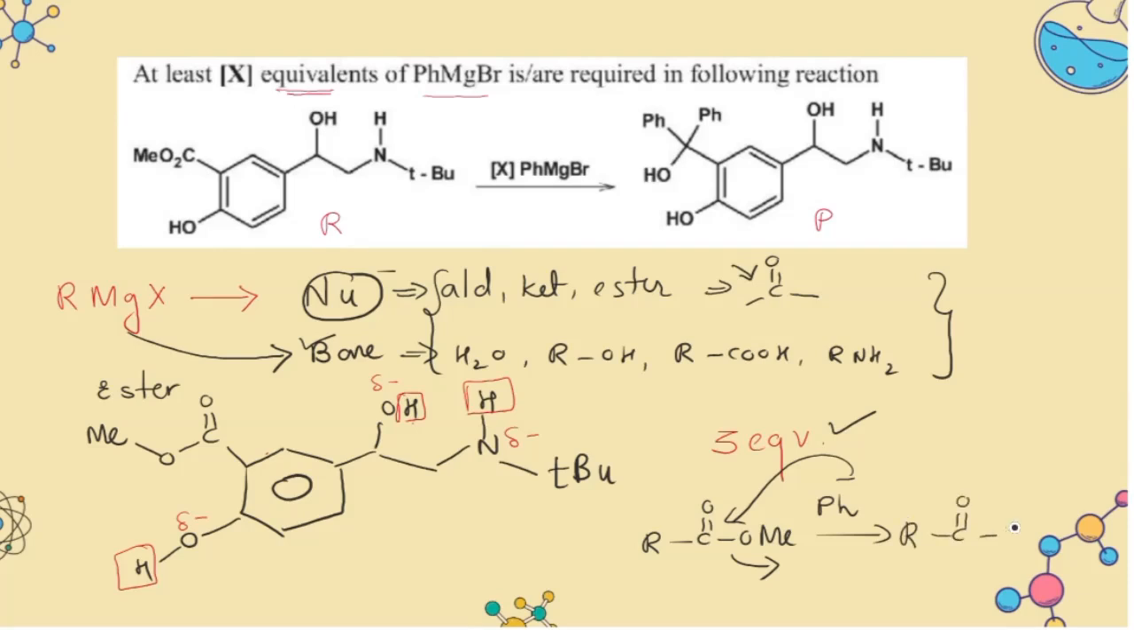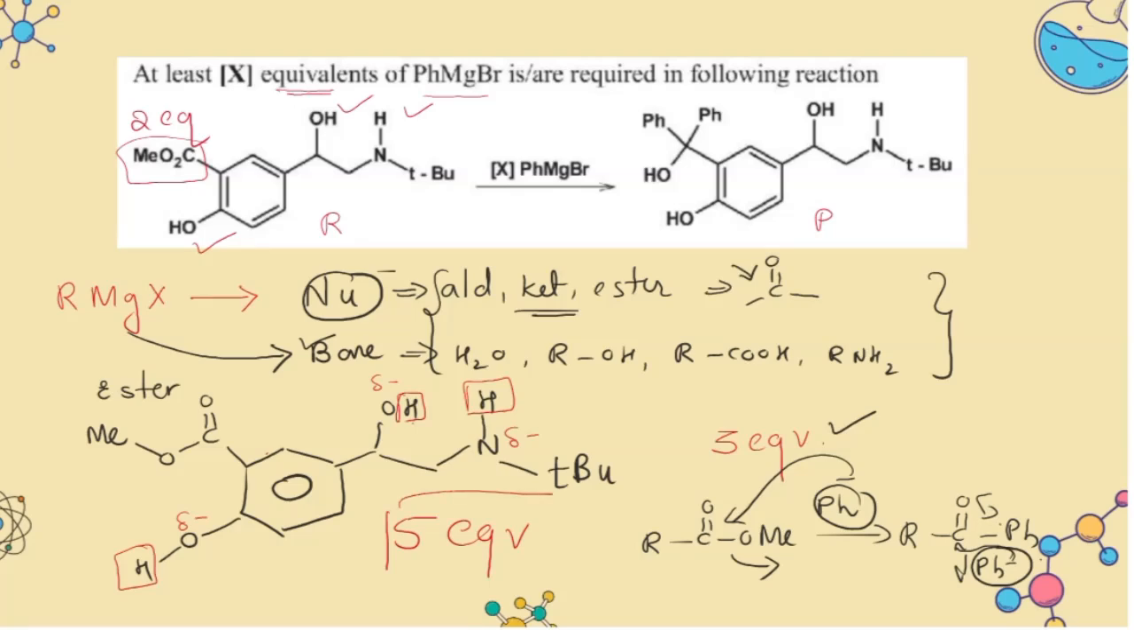What it's going to form? It's going to form a ketone like this. And as I told earlier, the ketones are still reactive, so it's going to react with one more equivalent of Grignard reagent to form an alcohol. So again, we are using a second mole or second equivalent. So this ester is going to react with two equivalents. Two equivalents here, one here, one here, one here. So all put together, how many equivalents do we need here? 5 equivalents of Grignard reagent.